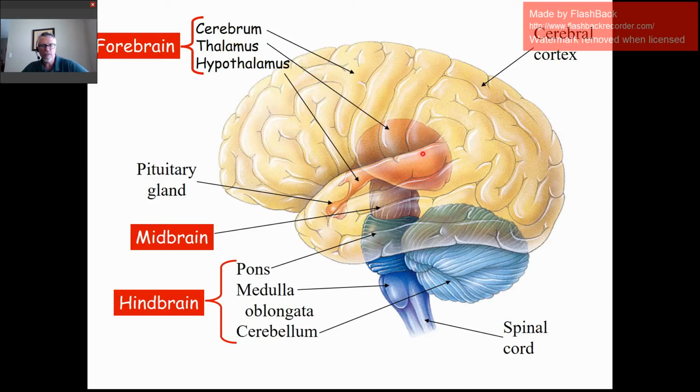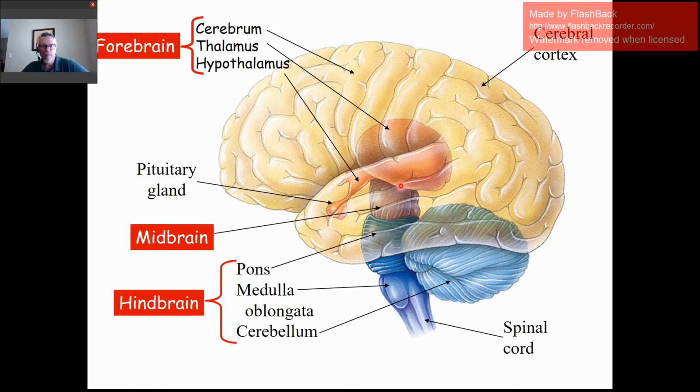The thalamus is here. It's located underneath the cerebral cortex. And the hypothalamus is right here below that. At the end of the hypothalamus is a section called the pituitary gland that secretes lots of different hormones. And we'll be coming back to that in a later unit when we learn about the endocrine system.